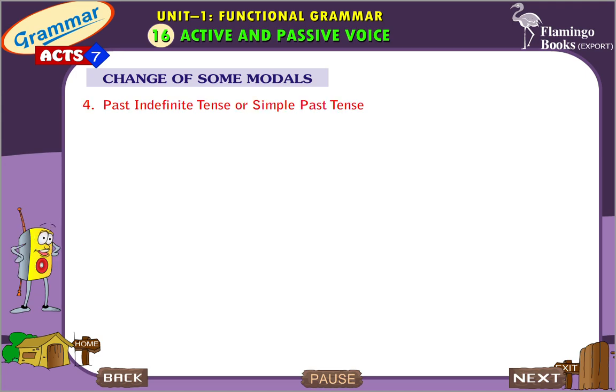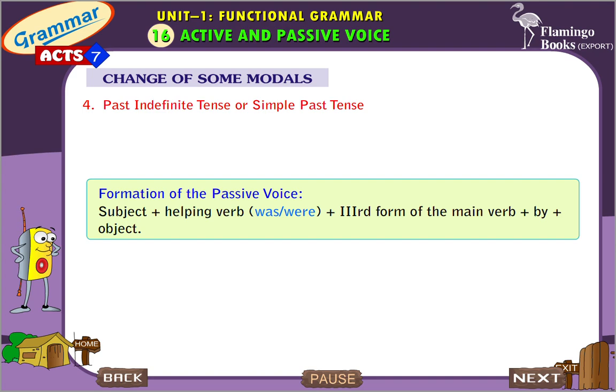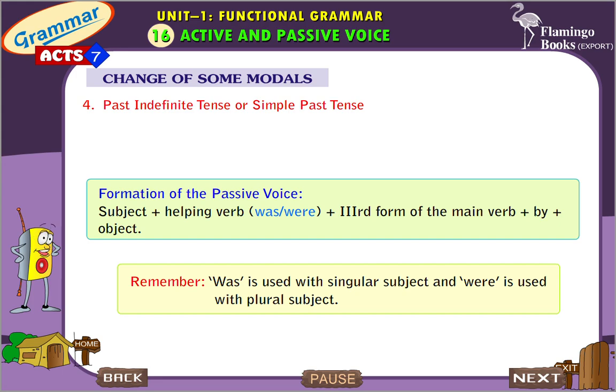Past indefinite tense or simple past tense. Formation of passive voice. Subject plus helping verb was or were plus third form of the main verb plus by plus object. Remember, was is used with singular subject and were is used with plural subject.